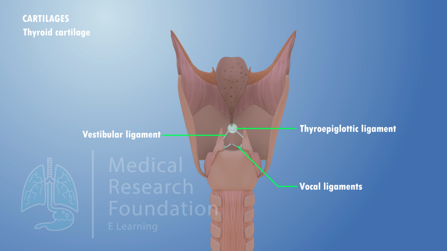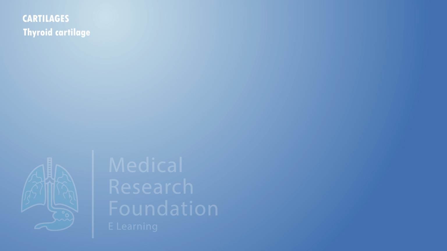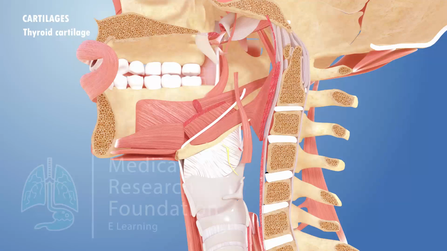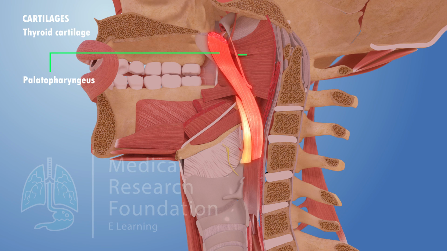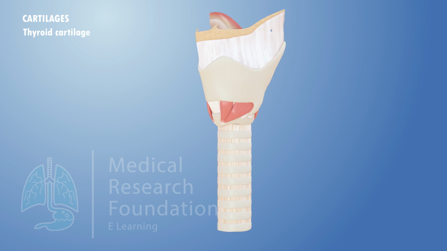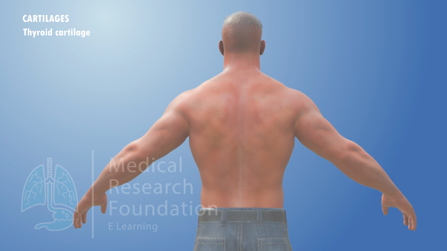The posterior border of each lamina is free and prolonged upwards and downwards as superior and inferior horns, or cornua. It provides conjoined insertion to the following 3 muscles: palatopharyngeus, salpingopharyngeus, stylopharyngeus.